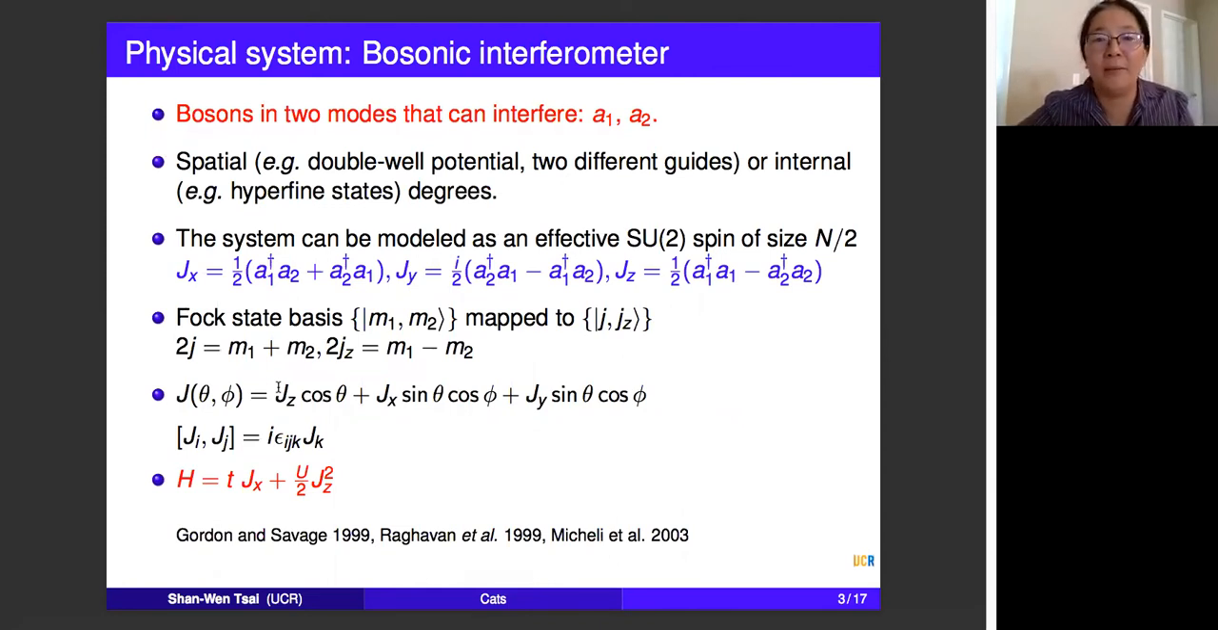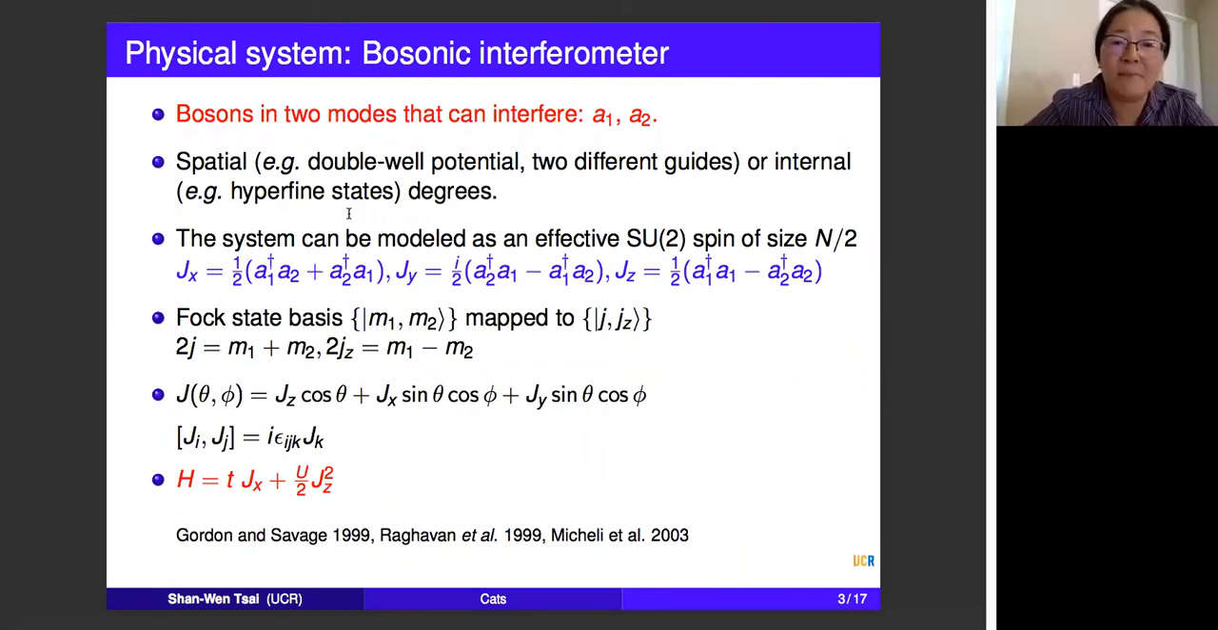The bosonic interferometer I have in mind is just a system with bosons that can be in one of two modes. I note here A1 and A2, some harmonic oscillator operators. I could think about these as spatial modes, for example a double well potential, where A1 and A2 are just the left or right well. It could be a simplified version of the double well potential, two actual physical guides. It could also be some internal degrees of freedom, such as hyperfine states. In the first case, these can be controlled by changing the shape of the potential to change the occupations. In the other case, for example, with external fields.